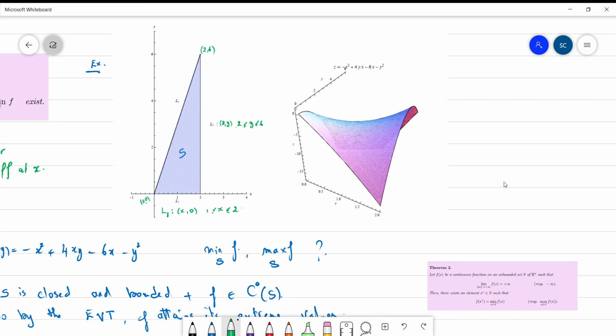So L3 is a line that passes through the origin. Its equation is y equals 3x, so L3 is the set of points x, 3x. Check: at x equal 2, y equal 6. So yes, it is my line, and x takes values from 0 to 2. Now I see my set completely.